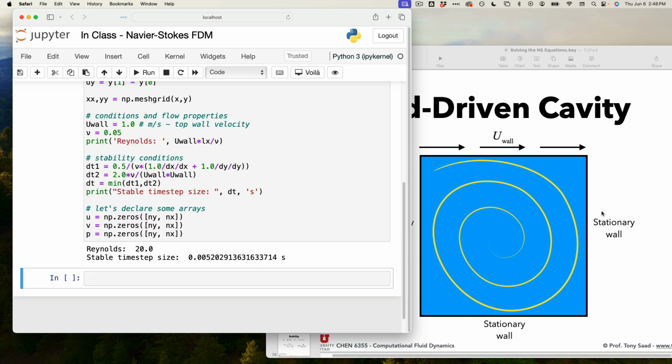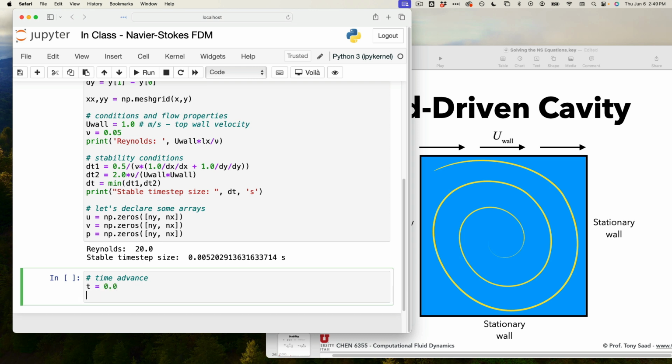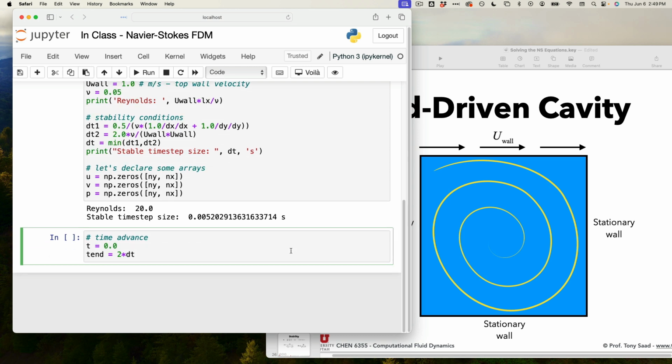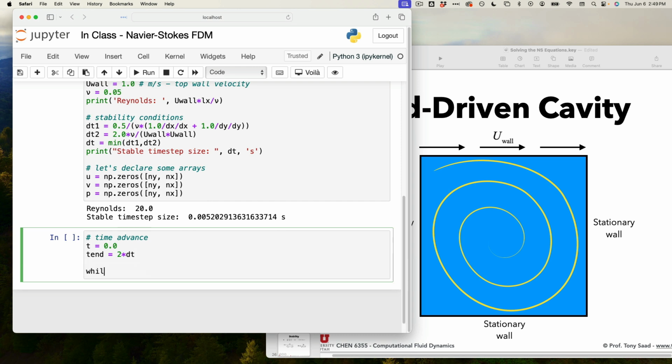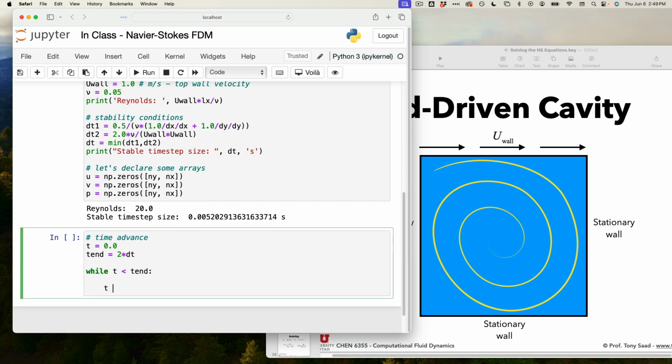All right. We should be ready to do the time advance now, and we'll start plugging in the pieces as we go along. Time advance, t equals 0. We're starting from t equals 0, t end. Let's say 100 delta t. We're going to do 2 delta t so we don't get stuck in an infinite loop or something, okay? And then while t less than t end, the first thing I like to do is say t plus equal delta t. So just increment your time, okay?